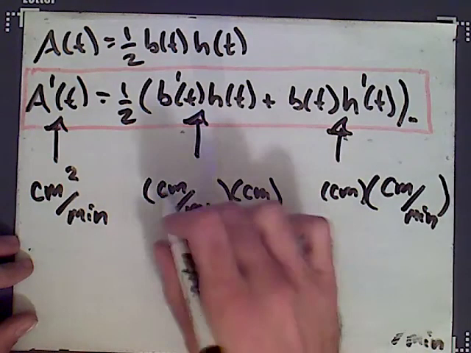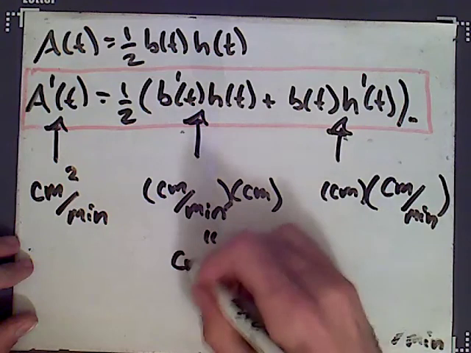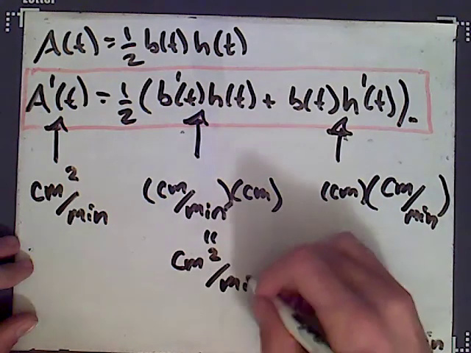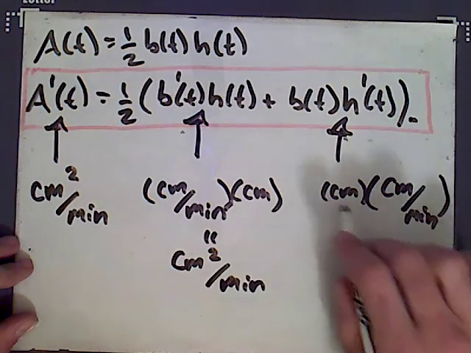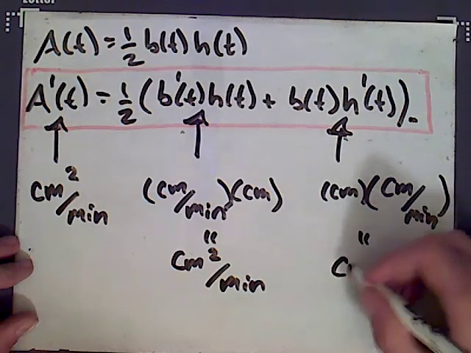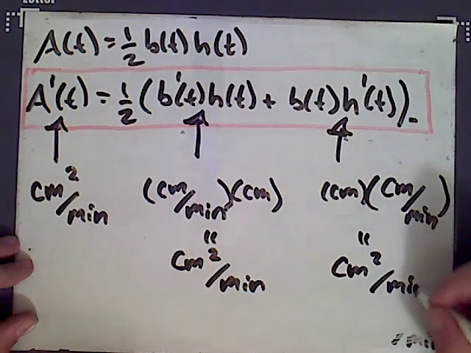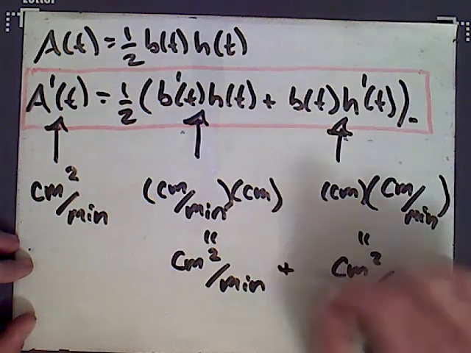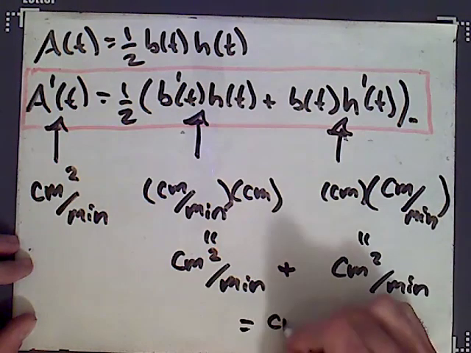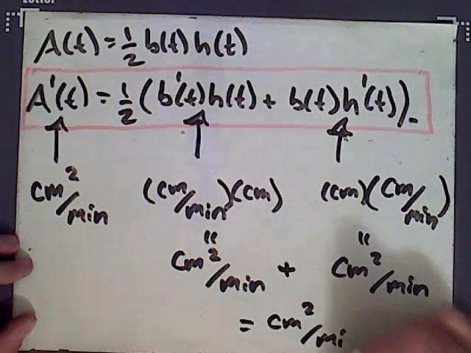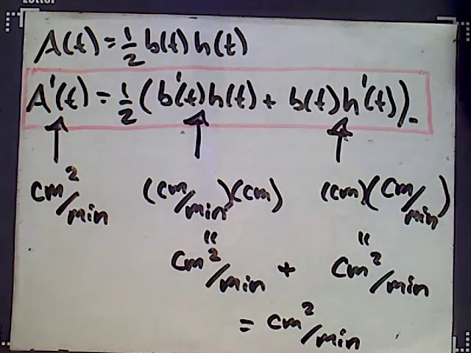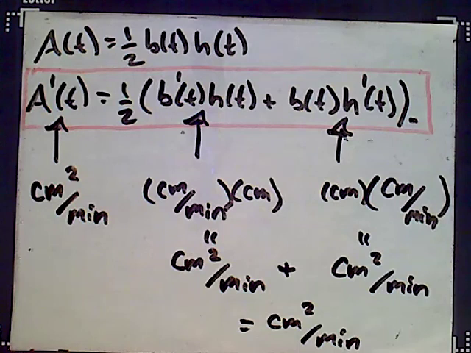So in each of these, we have centimeters times centimeters over minute, centimeters squared per minute here, and we're adding to that, again, centimeters times centimeters per minute, centimeters squared per minute. We add those together to get units of centimeters squared per minute. You can only add identical units. So both sides of the formula have the correct units, which doesn't show we have the right formula, but it reassures us. That's it.